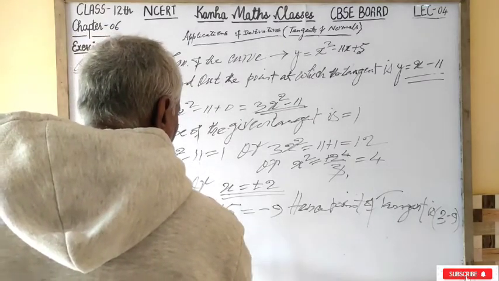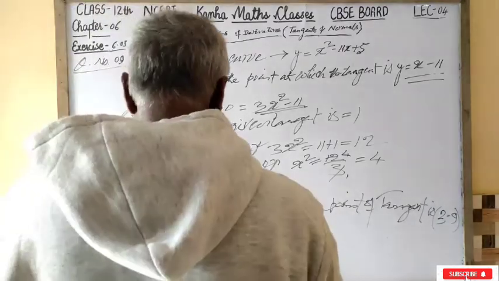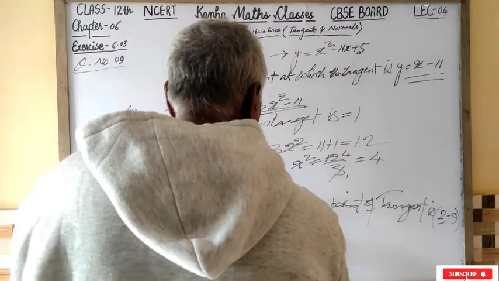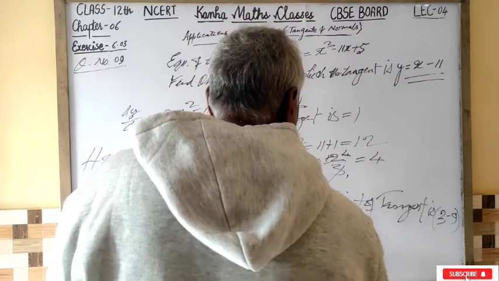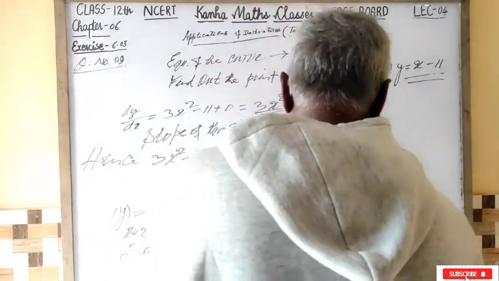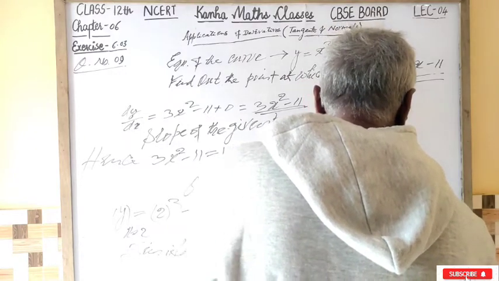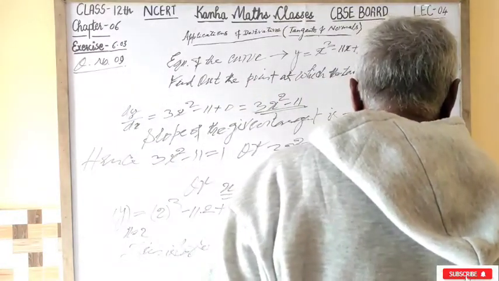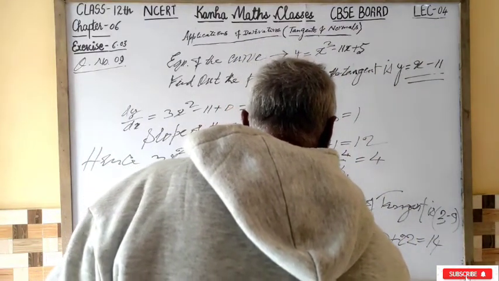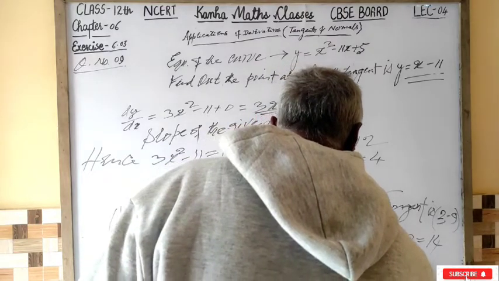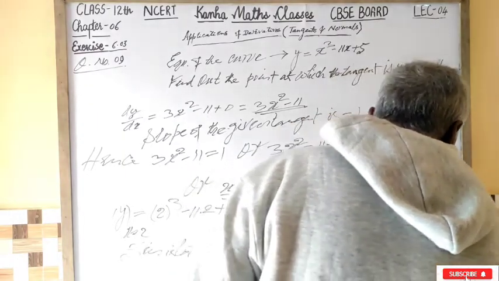Similarly, for x is equal to minus 2, we will substitute in this, we will get minus 2 cube minus 11 into minus 2, it will become minus 8, and this is plus 22, it will be plus 14, and the second point will be minus 2, 14. This is all about the answer of the question.